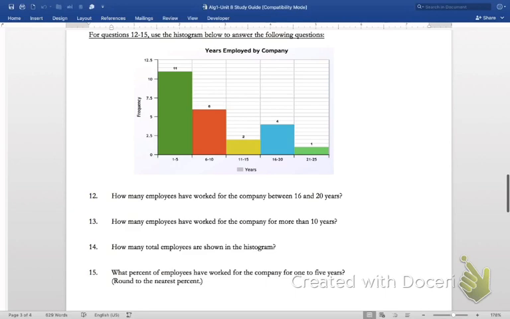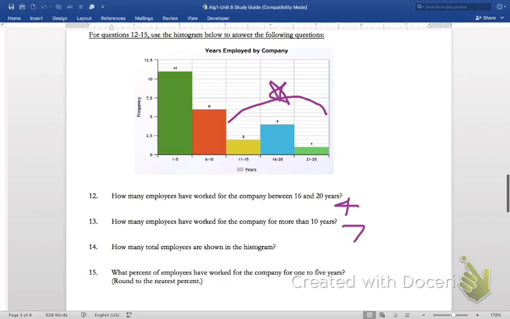Sometimes on the histograms the numbers don't appear, but in this case they do. So we're looking at this particular bar, and there are 4. How many employees have worked for the company for more than 10 years? Well, for this one, we're going to add up anything more than 10, which would be the 2, 4, and the 1, and that's 7.